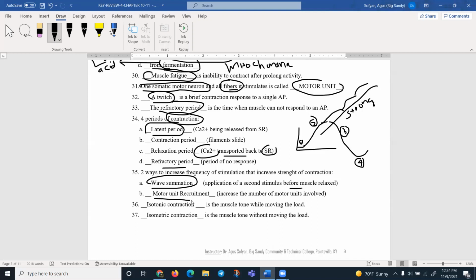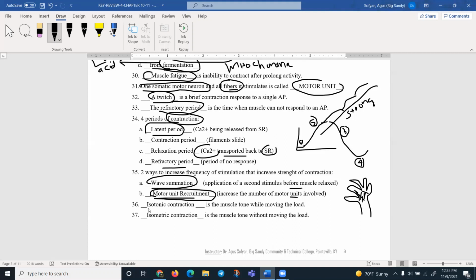Motor unit recruitment is many wave summations in one place in order to give a skillful movement. For example, in our fingers, we can move the finger in many directions to perform a lot of skillful actions, because there is a lot of motor unit recruitment in this finger area.